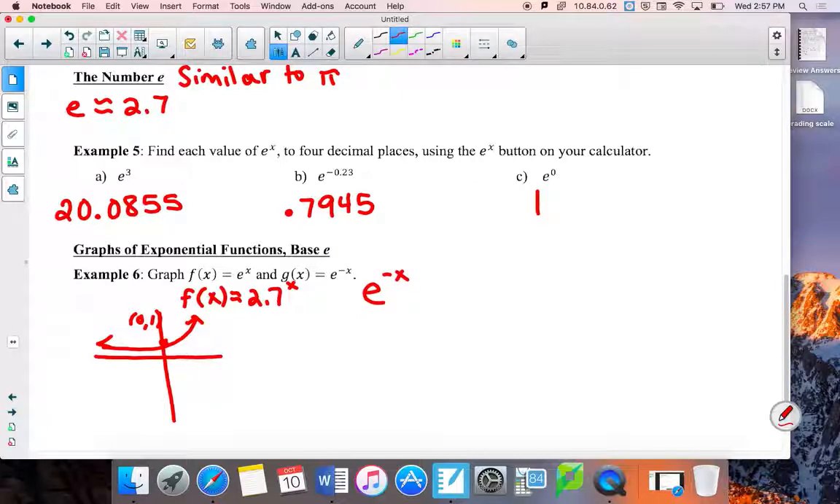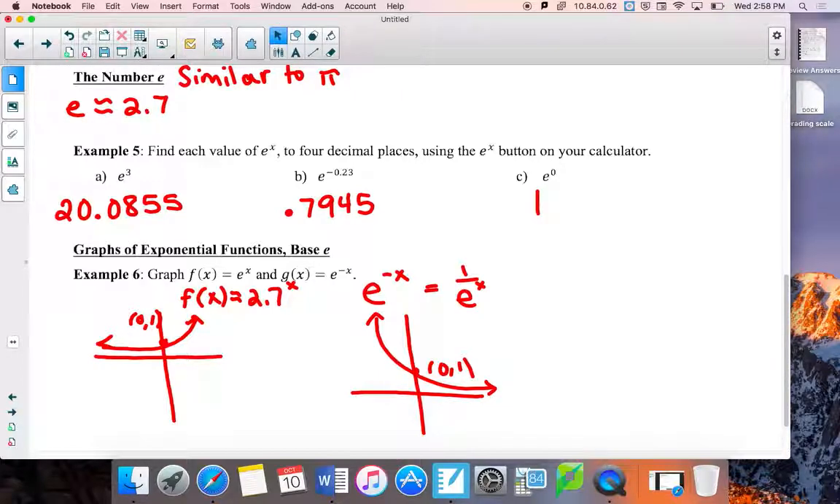For e to the negative x, remember, negative exponents, we can take the reciprocal and then make it a positive exponent. So we know it's going to be 1 over e to the x. Well, that's going to be a decreasing exponential. Again, has a y-intercept at 0, 1. So that's still about 2.7, pretty darn close to 1/2, just like we were graphing.